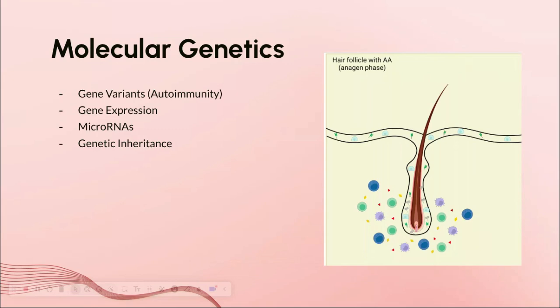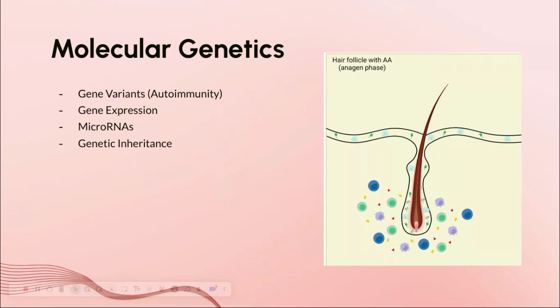MicroRNAs or miRNAs, like I mentioned before, are small non-coding RNA molecules that regulate gene expression by binding to mRNA and preventing translation. Research shows that specific microRNAs are dysregulated in alopecia areata. For instance, some microRNAs may suppress genes that maintain immune tolerance, while others may enhance inflammatory pathways. This post-transcriptional regulation can exacerbate hair follicle destruction.